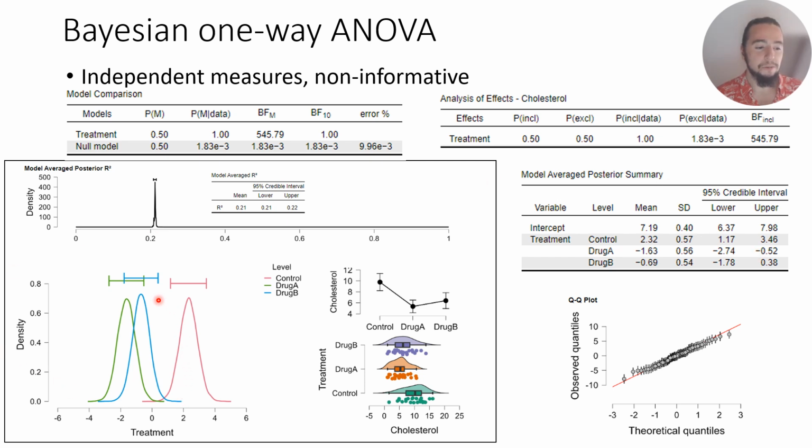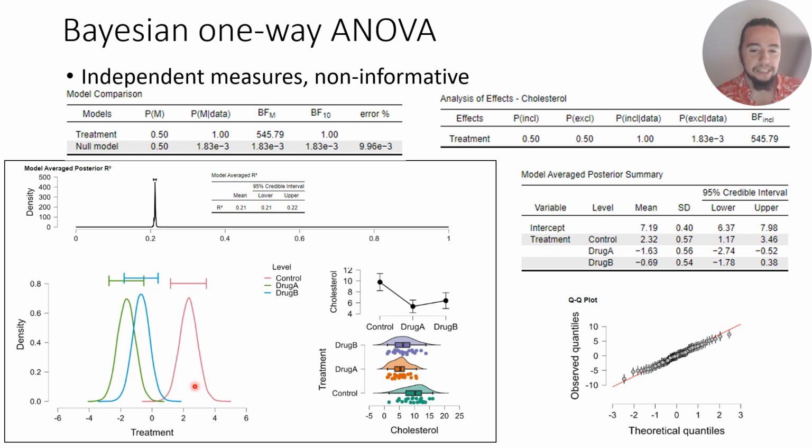These posterior distributions are these ones. So you can see here that control is the red one, drug A is the green one, and drug B is the blue one. And you can also plot their point estimates with the credible intervals here. Okay, and also you can have some breakout plots as descriptive information here.